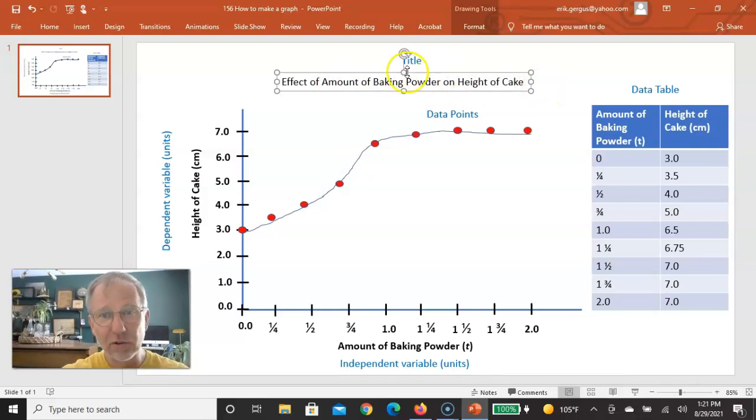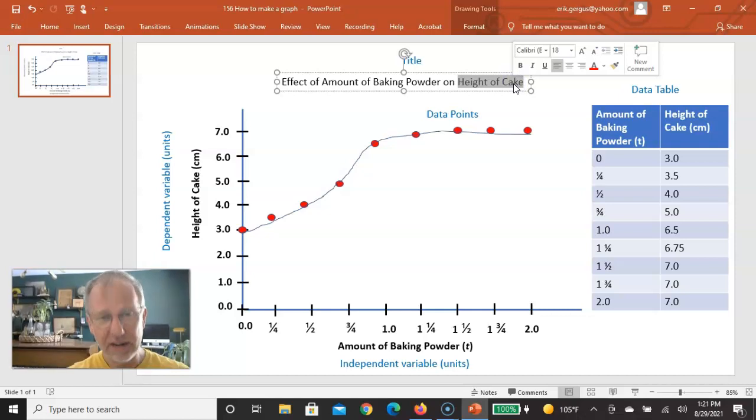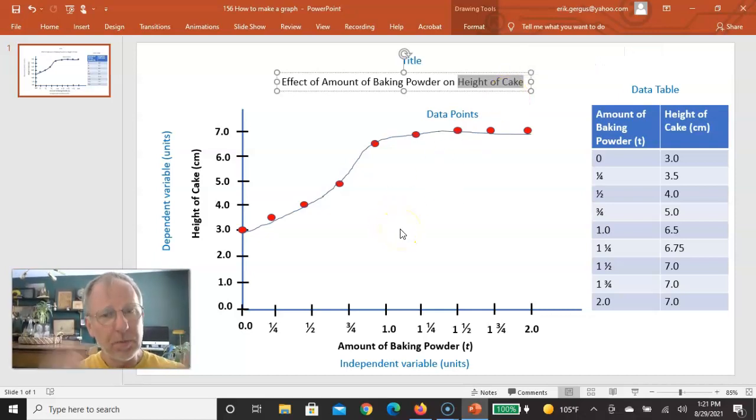So anybody looking at this graph and reading that title would know exactly what the graph is showing. You wouldn't want to write a vague title like cake experiment or baking powder experiment. You generally want to mention both of the variables, the independent and the dependent, in your title. So that's pretty much it. This is how you make a graph, and we'll be doing this in our boiling point experiment, and we'll be doing it later with a couple other experiments. So you get some practice in presenting data, interpreting data, and becoming more of a scientist.